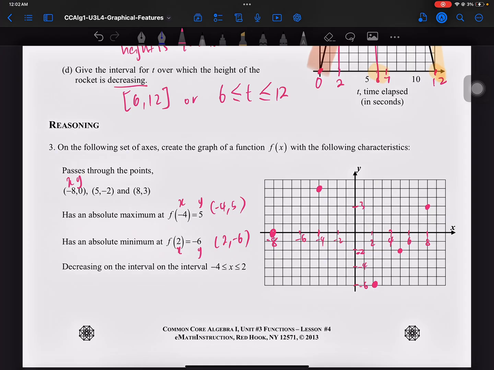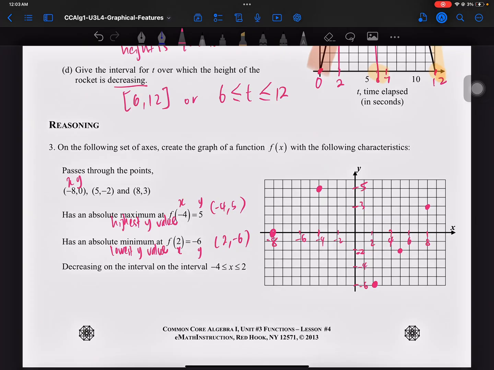Okay, I already have the absolute maximum and minimum. Absolute maximum, remember that this is the highest y value on the graph. Noting that we need to draw up to y equals 5, we already did that. And then absolute minimum, we also already plotted it. This is the lowest y value on our graph. So we already drew it at y equal to negative 6 and x equal to 2.